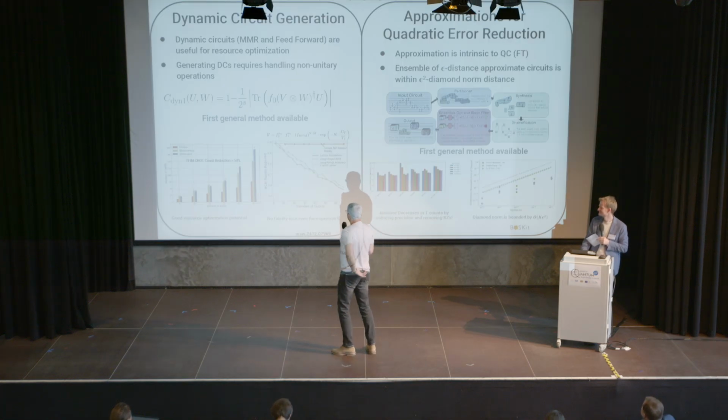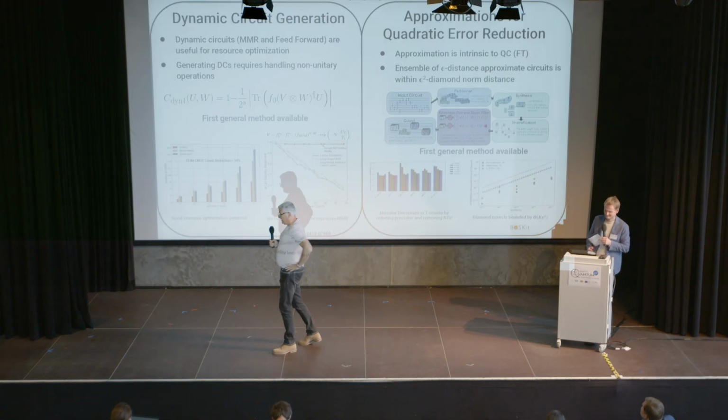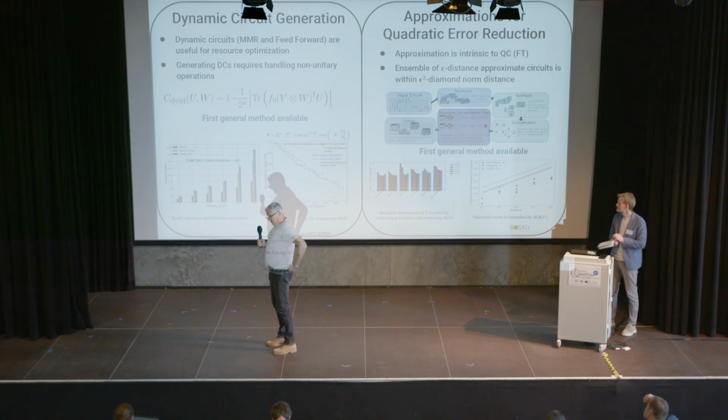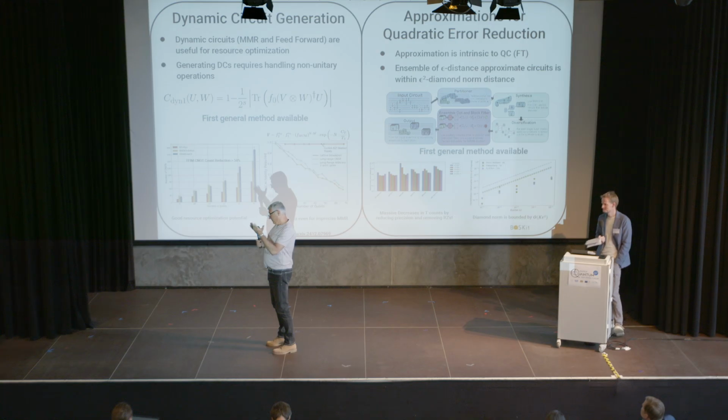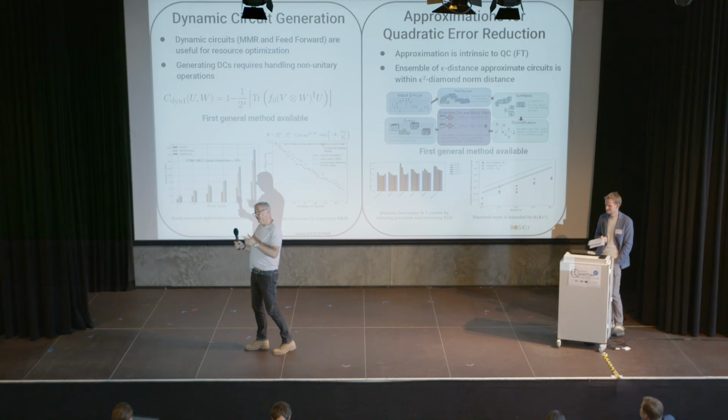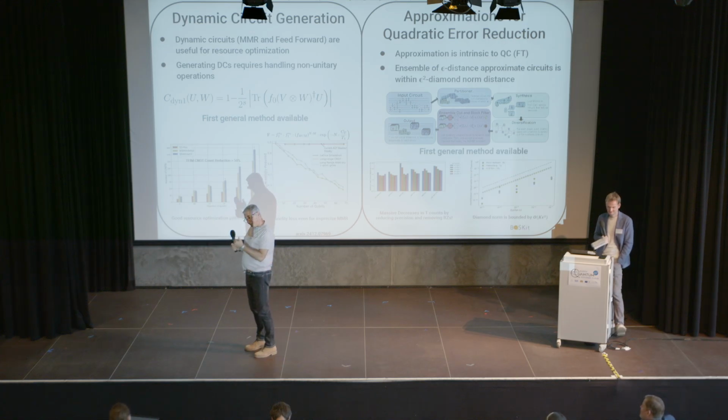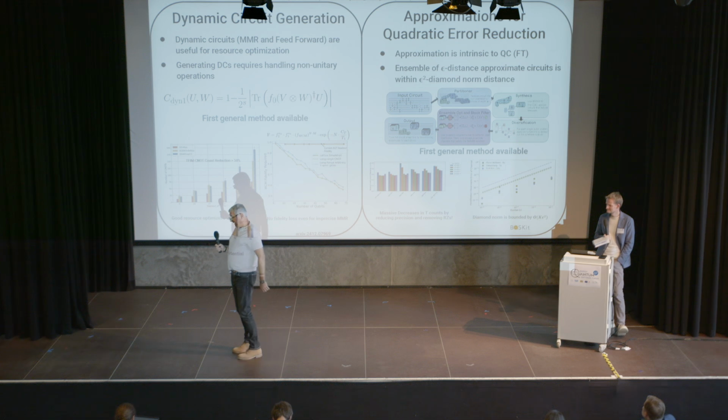So the first one is we are able to generate dynamic circuits from any unitary. We figured out how to transform from unitary evolution to non-unitary evolution, related errors, and then we can use this technique for resource optimization. We already have some very good results, and I think there's a lot more to explore with this type of technique.